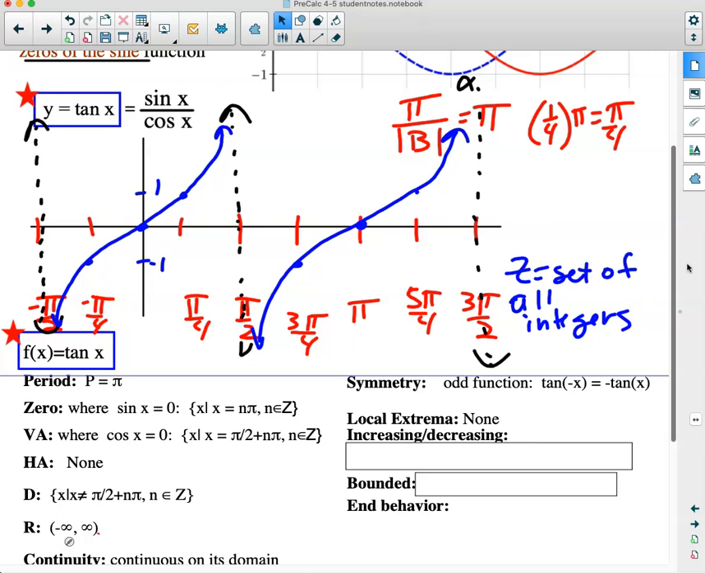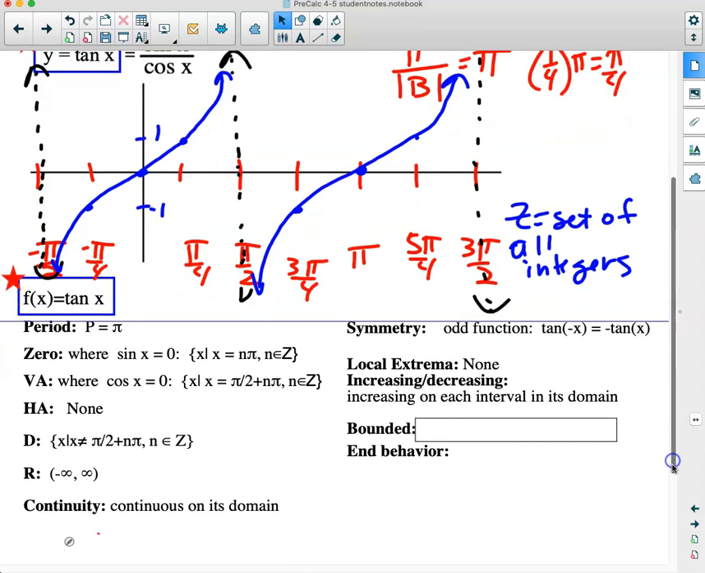Doesn't have any local extrema. Tangent is increasing over its domain. Each one of these is increasing when you graph tangent. So increasing on each interval in its domain. Definitely not bounded. Up and down forever. So if you just put not bounded, you'd be okay. We were a little more specific here. Not bounded, above or below.